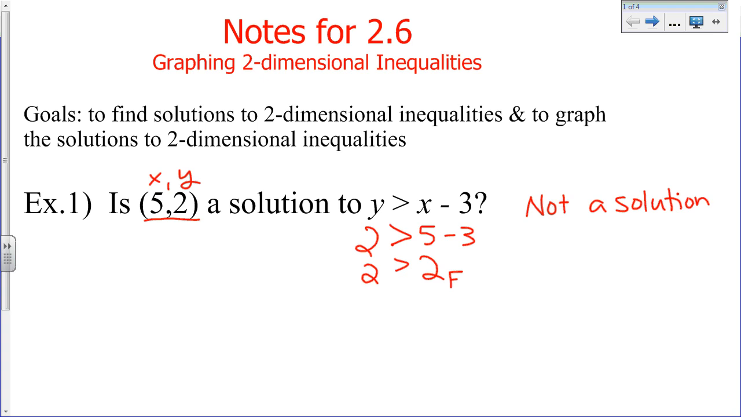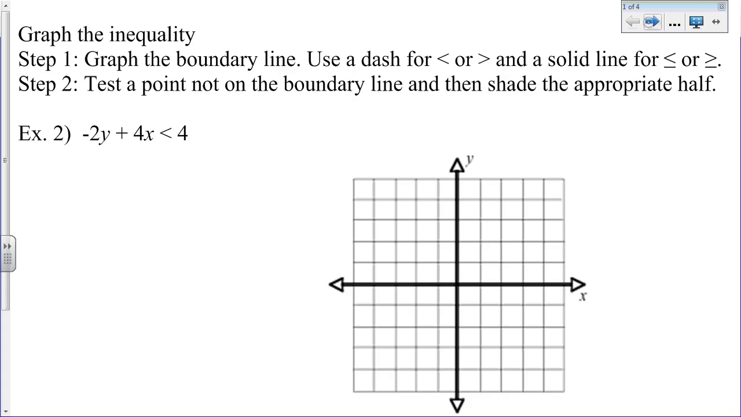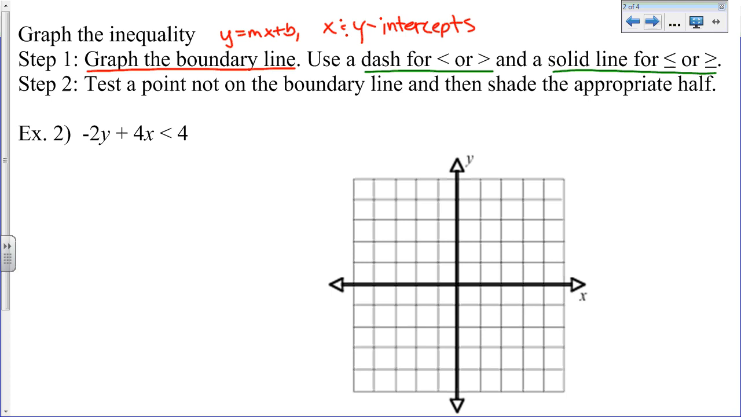All right, so we did that previously, but I wanted to include that because we're going to use that when we look at making graphs. We're going to graph a boundary line, so we're going to graph either y equals mx plus b, or x and y intercepts. Those are our two options. We're going to use a dashed line for less than or greater than, kind of an open circle. Use a solid line for less than or equal to or greater than or equal to.